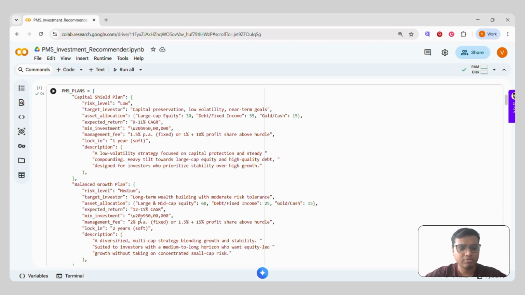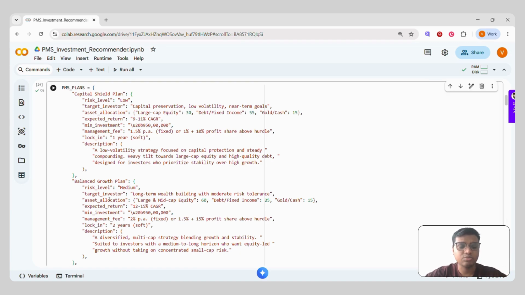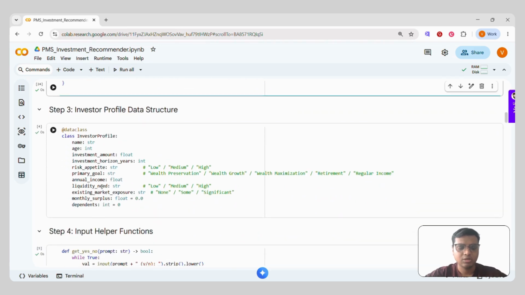Now consider that we have set this. What comes as the next step is to understand the profile of the investor. These are usual inputs that we take when we are having a conversation with a prospective investor over a call, a meeting, or through a chat. So we are just quickly defining what parameters we will require to actually score an investor, classify them, and decide which plan can be appropriate for them. As you can see, I'm taking the name, age, investment amount, the investment horizon they are looking at, the current risk appetite, the primary goal, annual income, and all of the other parameters that are there.